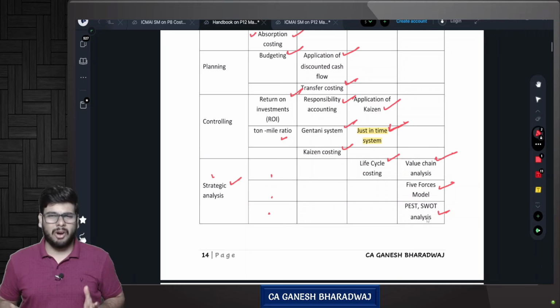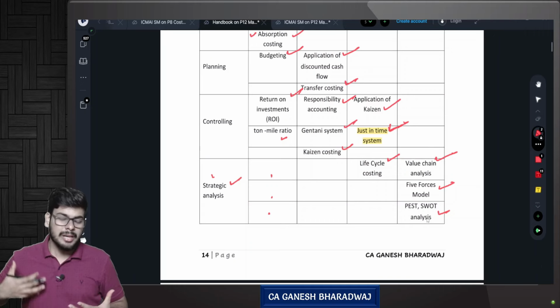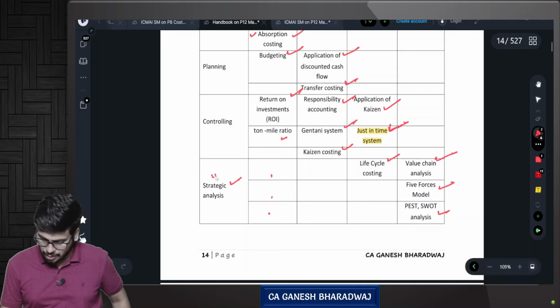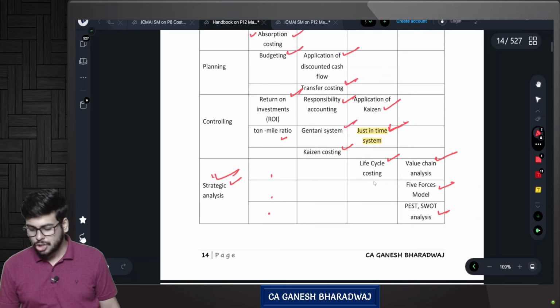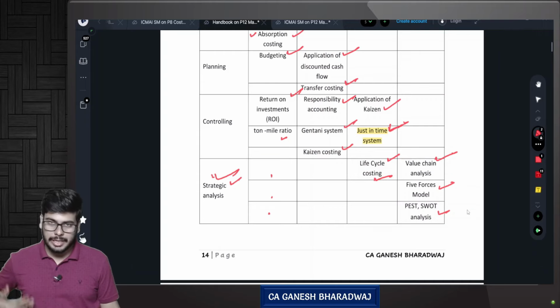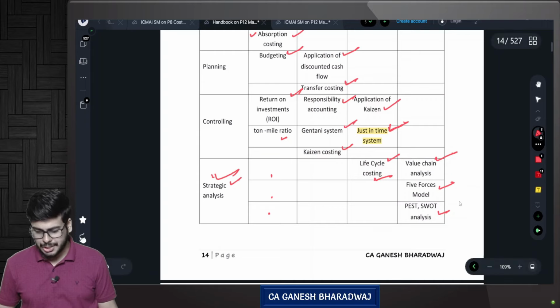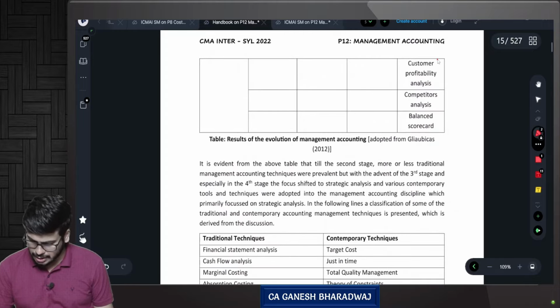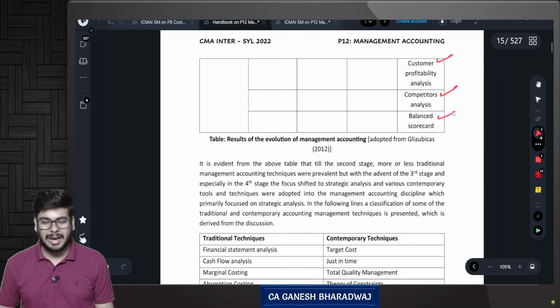This is how management accounting as a branch of accounting has evolved. Initially, there was nothing with respect to strategic analysis. Slowly in the third phase, they started something. And in the fourth stage, currently, we have a lot of tools and techniques for the purpose of strategic analysis. Are you clear with this? Yes. So this is broadly it. Of course, look at this. In the fourth stage, you have customer profitability analysis, competitors analysis, your balanced scorecard and all.